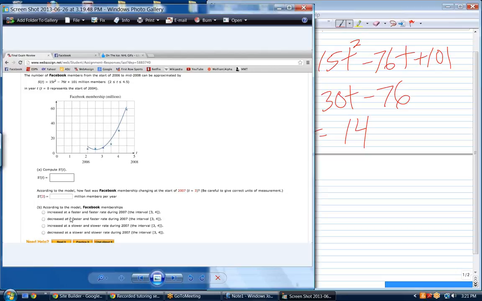The only part of that at all that's any trouble is part B. What they're basically saying is that the slope of the tangent line at 3 is less than the slope of the tangent line at 4, and that's certainly true. If you were to draw a tangent line there, the slope is increasing. So the memberships are increasing at a faster and faster rate, meaning the slope of the tangent line is increasing.